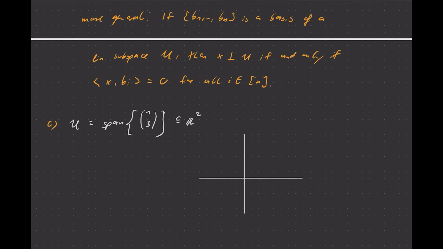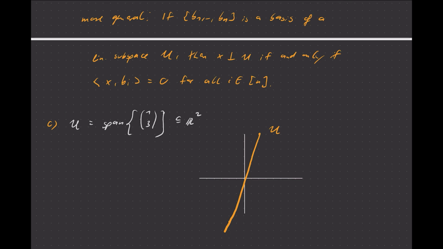So that's space 1, 3, like here, and also here. So let's try to draw this. Yeah, almost. So this is U. What is the orthogonal complement to U?